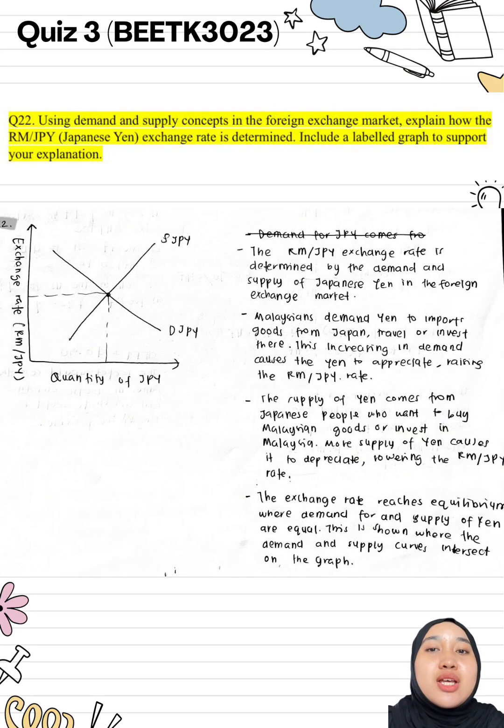Malaysians demand Japanese yen to import goods from Japan, travel, or invest there. So when these activities increase, the demand for Japanese yen rises, shifting the demand curve to the right and causing the yen to appreciate against the ringgit. Meanwhile, Japanese firms or investors supply yen in exchange for ringgit to purchase Malaysian goods or invest in Malaysia. When the supply increases, the supply curve shifts rightward, leading to a depreciation of the yen.